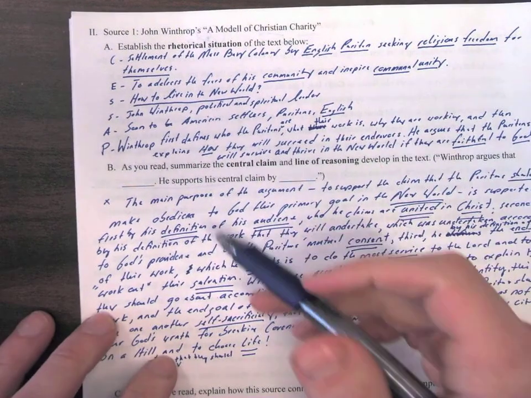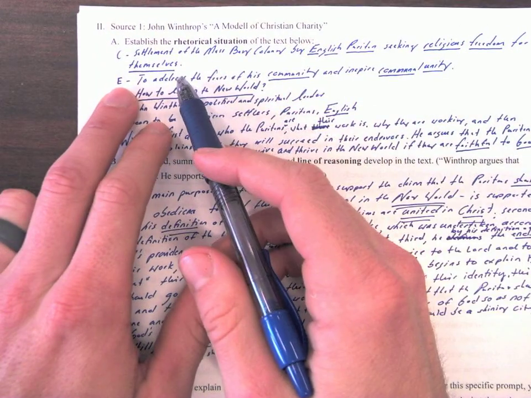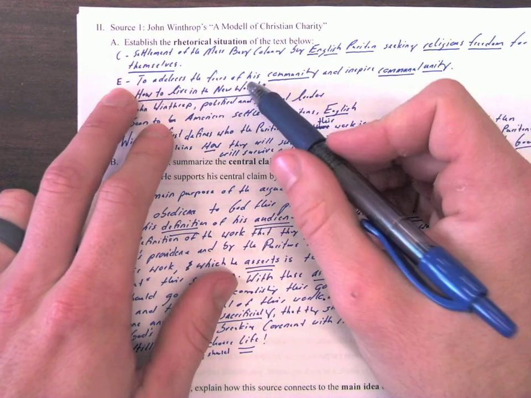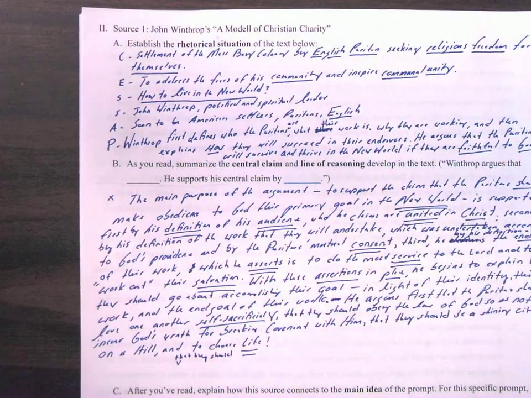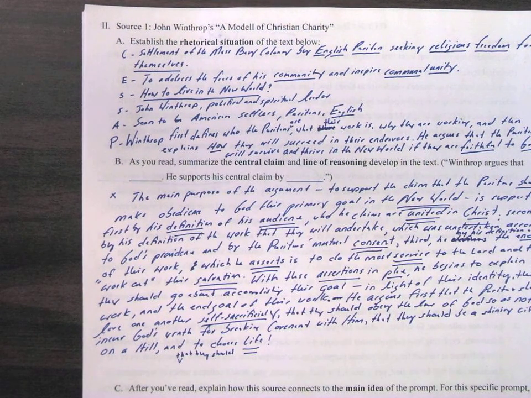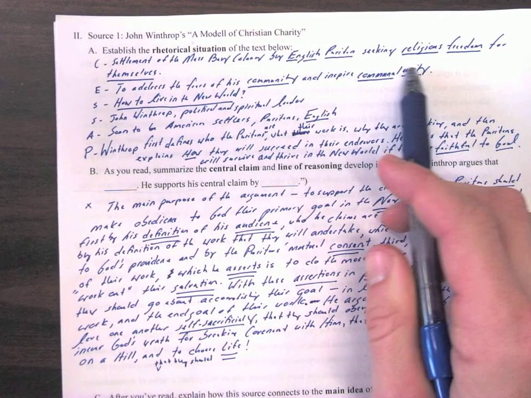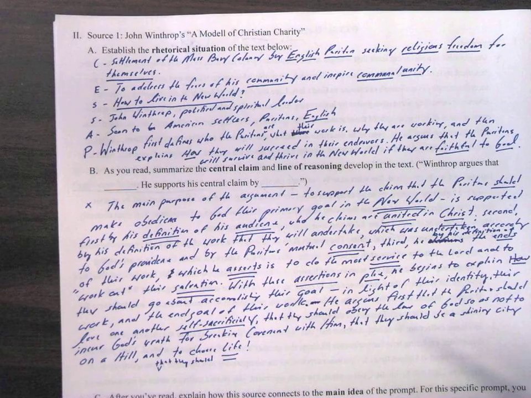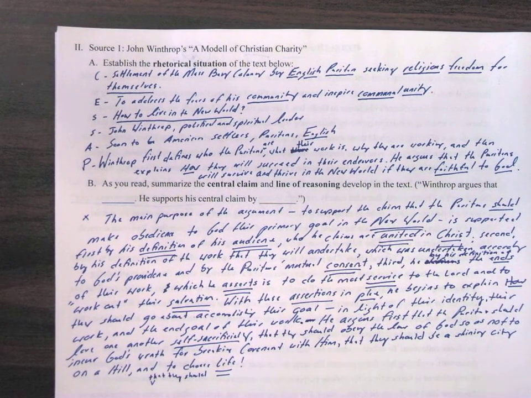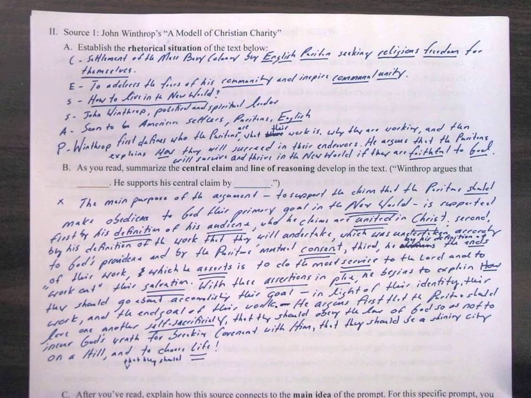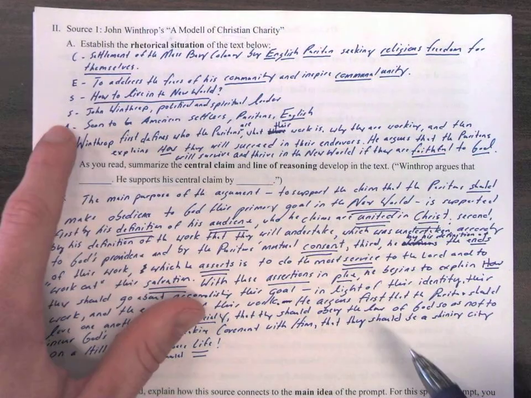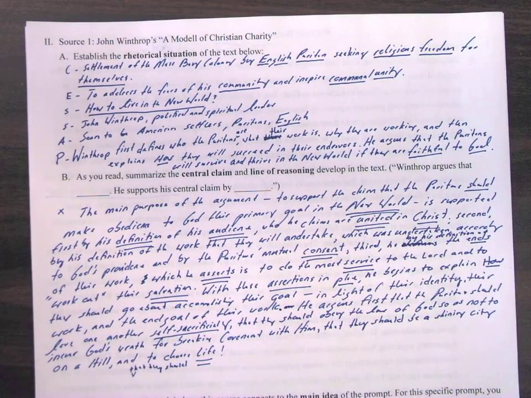Okay, so what's the context? They're settling the Massachusetts Bay colony. English Puritans are seeking religious freedom for themselves in the New World. What's the exigence? Why is Winthrop speaking? What makes this a rhetorical situation? Well, he's trying to address the fears of his community and inspire communal unity, which is going to be really important whenever they go into this relatively unsettled landscape and begin the process of trying to figure out how to live together.